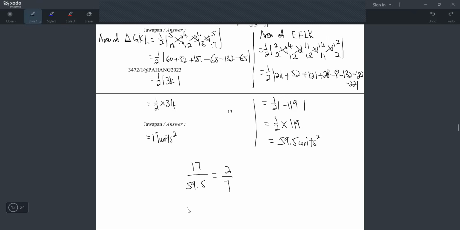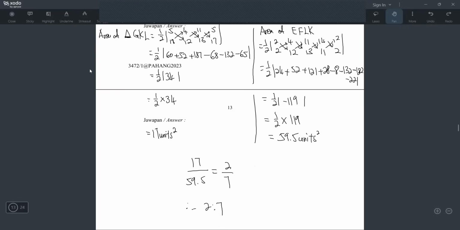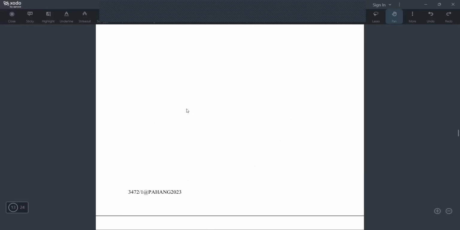So what is the answer? 2 ratio 7, right? It means that the ratio of triangle GKL to EFLK is 2 ratio 7. 2 over 7 means 2 ratio 7. So hope you understand. Now we continue.